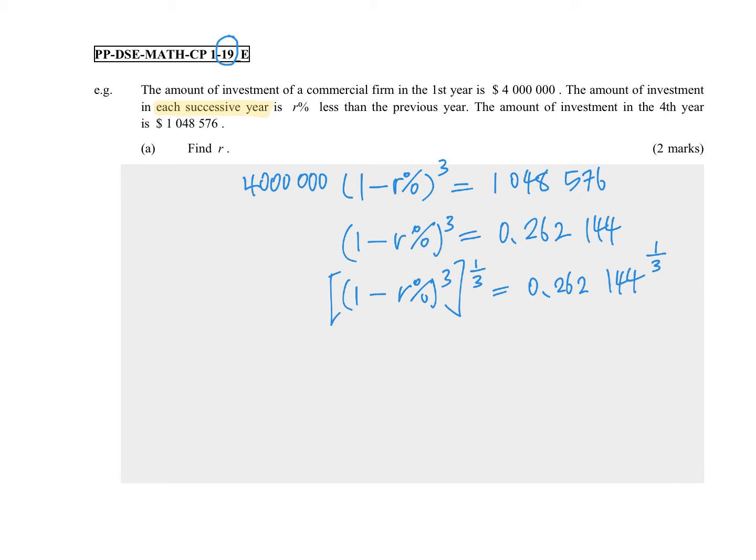Now take the cube roots, or you may try to use your calculator, Shift and cube, on the right hand top corner of the calculator, and then you can find 1 minus R% to the power of 1 will be equal to 0.64. And then R% will be 0.36. R% means R over 100, so we multiply both sides by 100. So R equals 36. And that will be the final answer for part A.